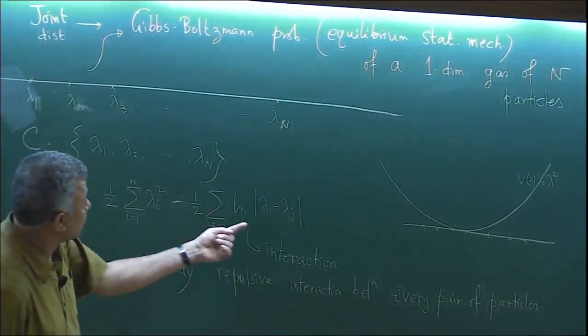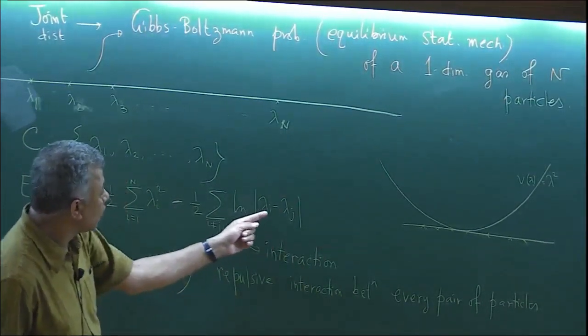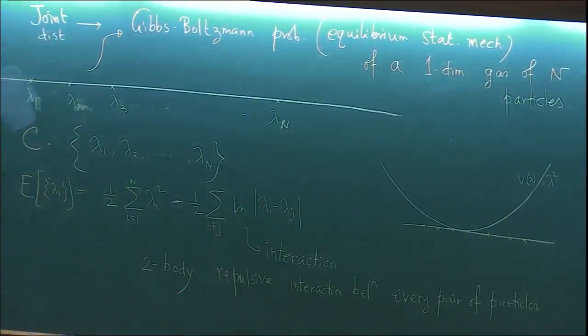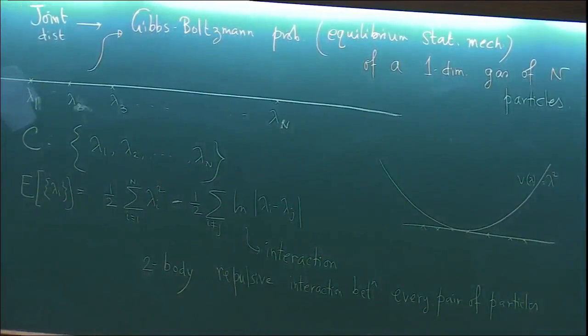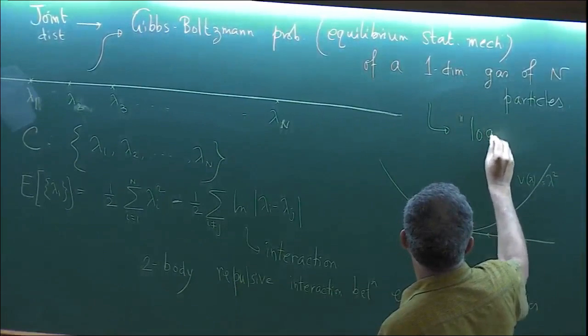Why repulsion? Because if lambda i minus lambda j is very small, the log of a very small number is negative, and because of the negative sign, that means it increases the energy. So this means that these particles repel each other. Every pair of particles has a repulsive force between them, and the functional form of this repulsive force is logarithmic. So that's why such a gas is sometimes called a log gas.